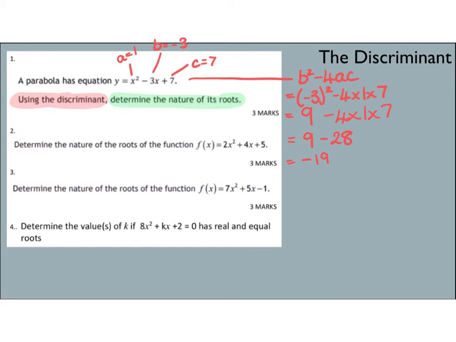Careful, we're not finished this yet. I still need to determine the nature of the roots. b squared minus 4ac is less than 0, hence there are no real roots.